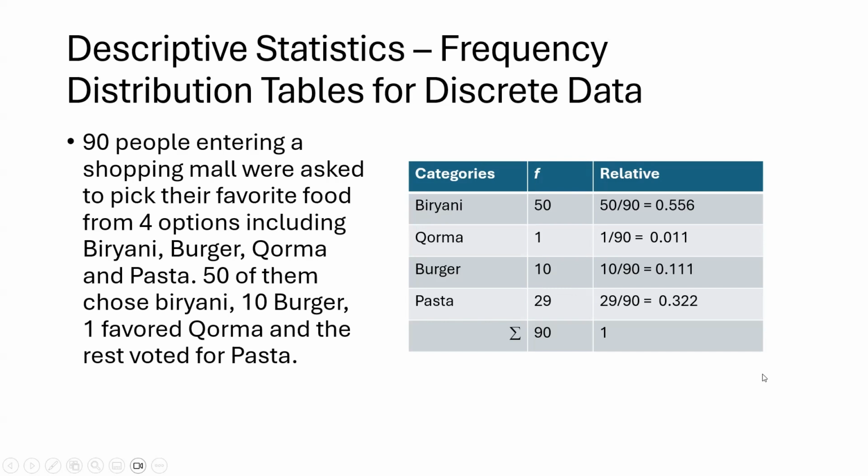This is the frequency distribution table for it: 50 for biryani, 1 for korma, 10 for burger, and the remaining 29 for pasta. The total sum is 90. And here is the relative frequency. How we calculate relative frequency is the frequency of this category or class divided by the total frequency, which gives us the relative frequency of this class. And we do it for all of those classes. When we add up all of those relative frequencies, they must sum up to 1 because that's the whole.